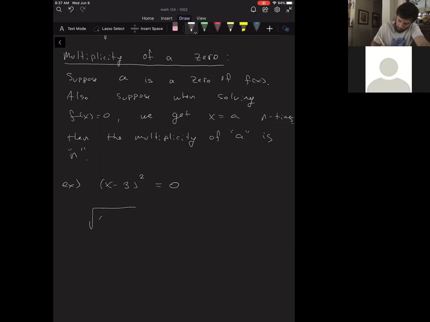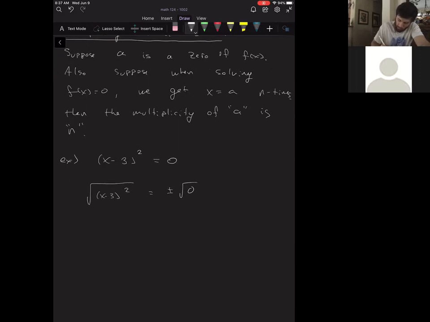We take the square root of x minus 3 squared, which equals plus or minus the square root of 0. On the left-hand side, the square root and the square go away, so we just have x minus 3. On the right-hand side, the square root of 0 is 0. Sorry, no, this is actually not going to give us what we want. Forget about this. Sorry, that was kind of confusing. Don't do the square root in this situation.